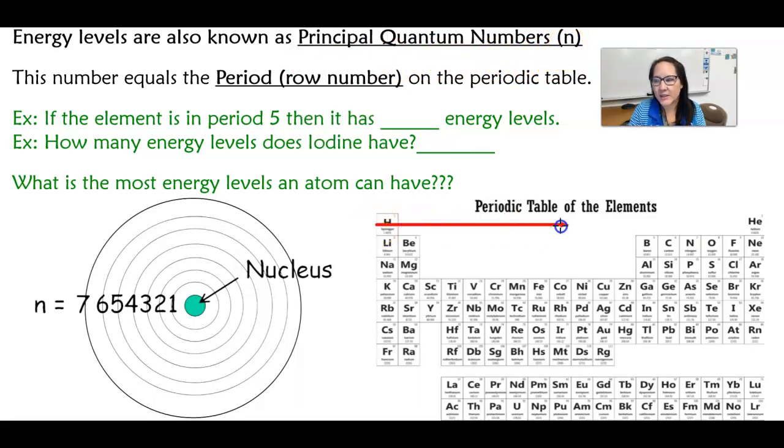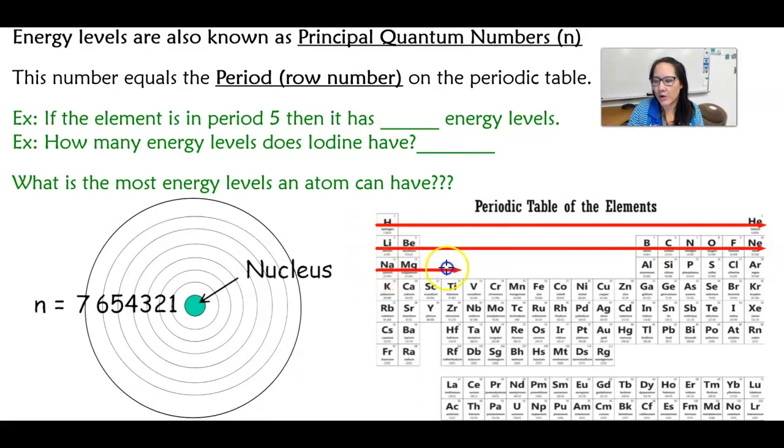So on the periodic table we have rows. This is row number 1. The elements on row number 1 have one energy level, or a principal quantum number n equals 1. So hydrogen and helium have only one energy level. Row number 2, lithium, beryllium, boron, all the way to neon, they're on row 2. These elements have 2 energy levels.